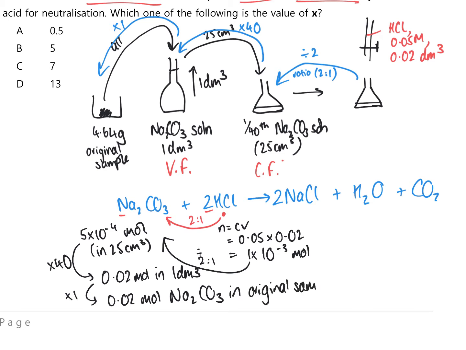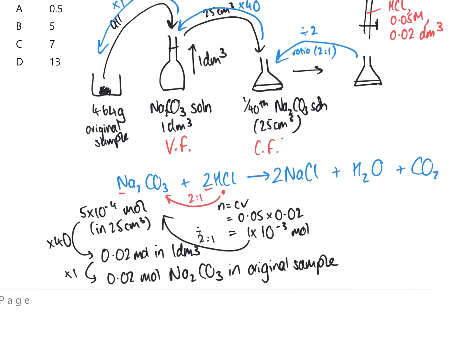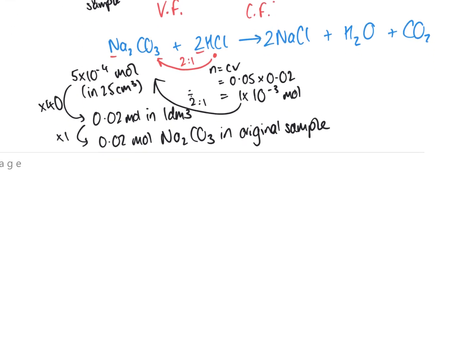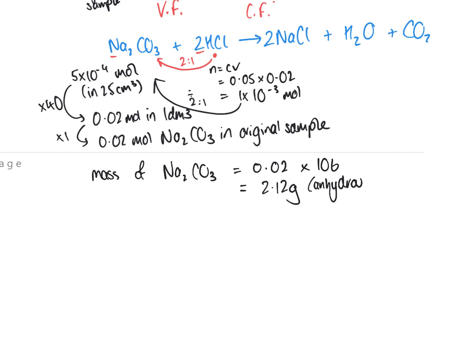Okay, so we want to work out the number of waters of crystallization. We now know that 0.02 moles of sodium carbonate makes up our hydrated salt. So we want to work out the mass of that, so we can then work out the mass of water in our hydrated sample. The mass of Na2CO3, which is your anhydrous, is going to be your 0.02 moles of sodium carbonate times by the RFM, which is 106, and that comes out as 2.12 grams of sodium carbonate in your original sample. That's essentially your anhydrous mass.